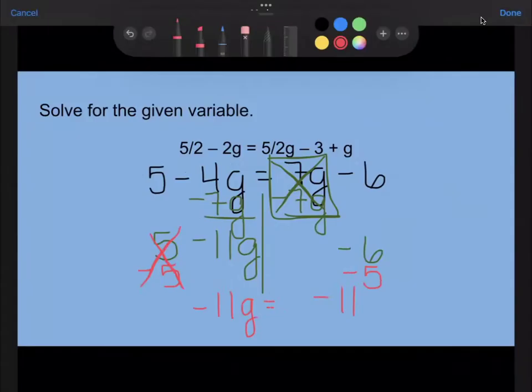My final step to solve is to get that negative 11 away from the g. The opposite of multiplying g times negative 11 is to divide g by negative 11. So that's what I'm going to do here. These will cancel because negative 11 divided by negative 11 is 1, and 1 times g is just g. So g is what's left on the left, and negative 11 divided by negative 11 is equal to 1. So the answer to this is g is equal to 1. That's a lot of work to get the answer of 1.